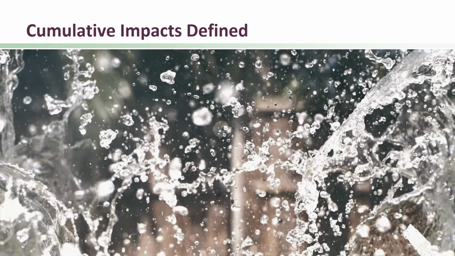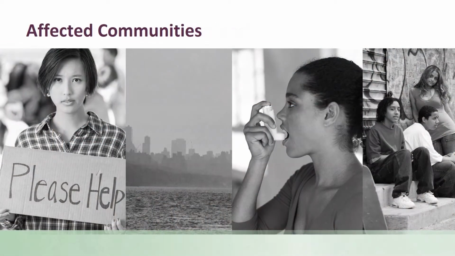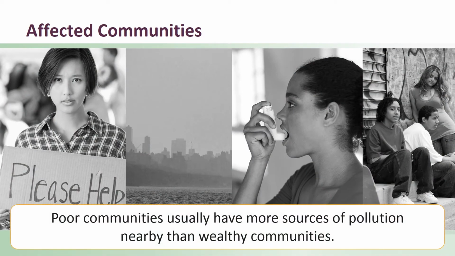The CES module is based on the idea of cumulative impacts. That is, the combination of many types of pollution and the vulnerability caused by physical, social, and economic stresses in communities. Poor communities usually have more sources of pollution nearby than wealthy communities. They often have other problems, such as high unemployment or high rates of asthma, which can cause people to be sensitive to pollution.